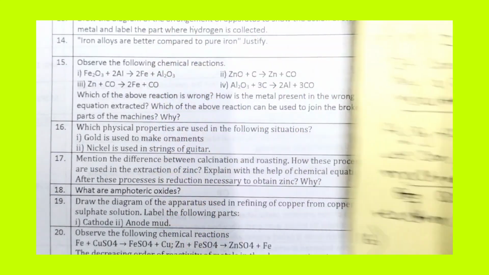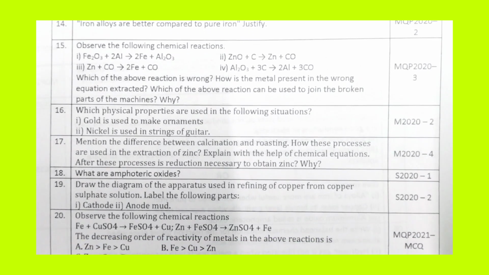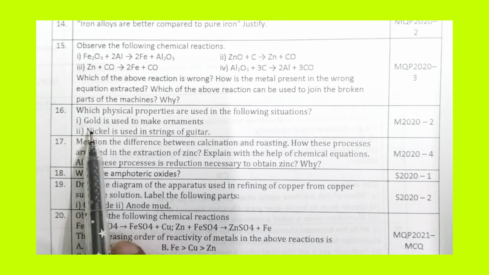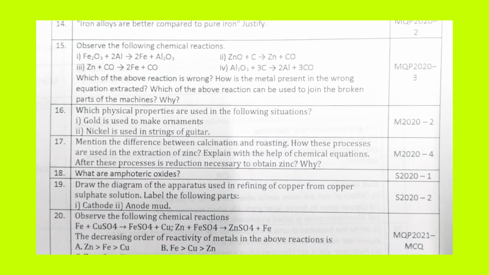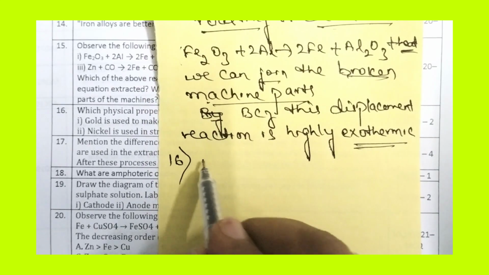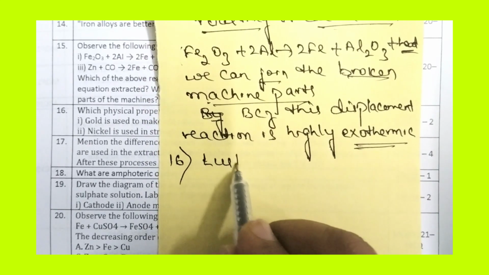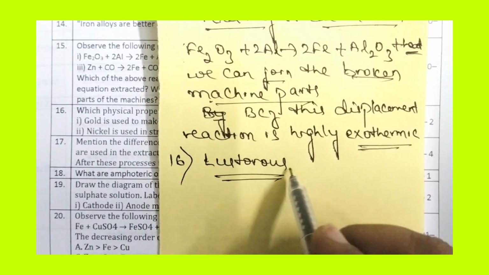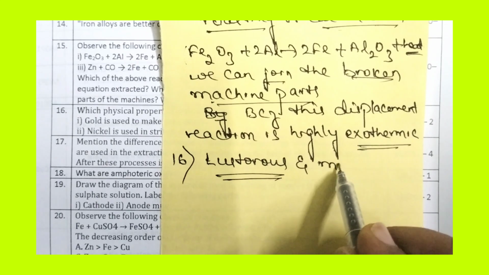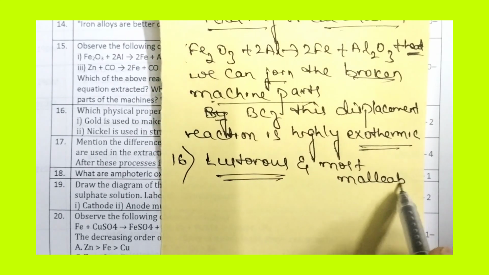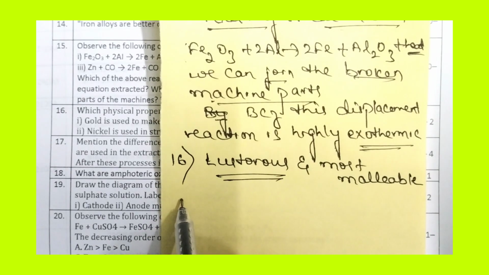Now let us move to the 16th one. The 16th question is, which physical properties are used in the following situations? Gold is used to make ornaments. So gold is lustrous, it has the shining property, and it is the most malleable metal. It is the most malleable metal and it is a lustrous metal, therefore it is used in making jewelry.